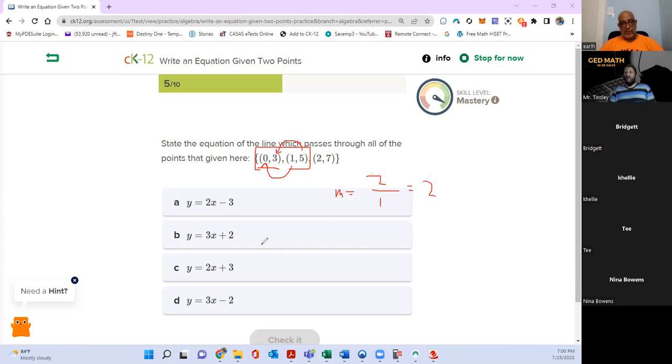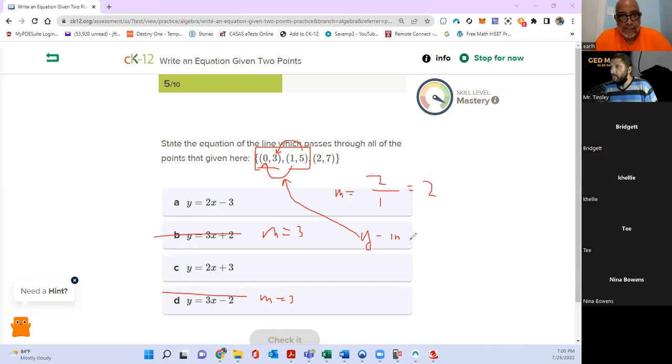What multiple choice can I get rid of right away? B and D, because here my slope is 3. Now, because my x is 0, I already found my y-intercept. What's my y-intercept? 3. So which one has a slope of 2 and a y-intercept of 3? C. Now I'm going to prove it to you.